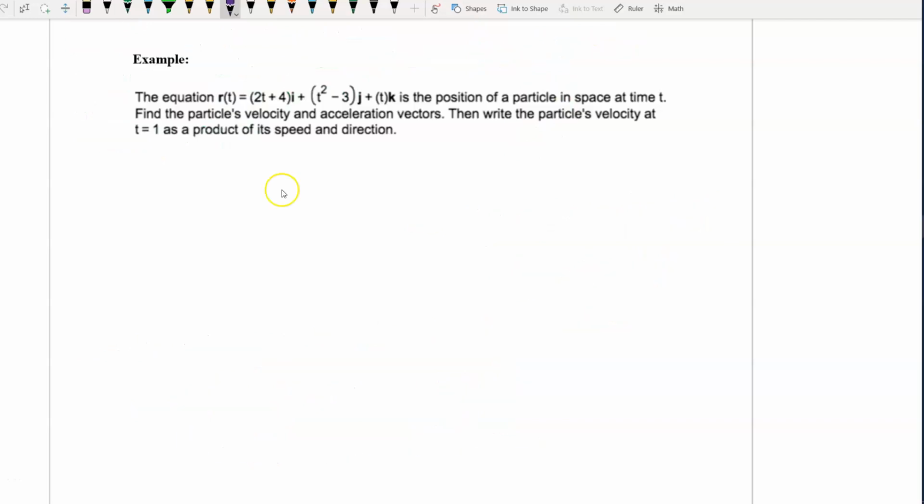Under example, the equation r(t) is equal to (2t plus 4)i plus (t squared minus 3)j plus t k is the position of a particle in space at time t. Find the particle's velocity and acceleration vectors. Then write the particle's velocity at t equal to 1 as a product of its speed and direction. So we're going to have the same steps as what we did in that example. Here again, finding velocity first.